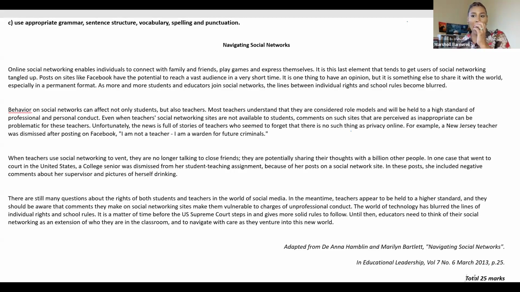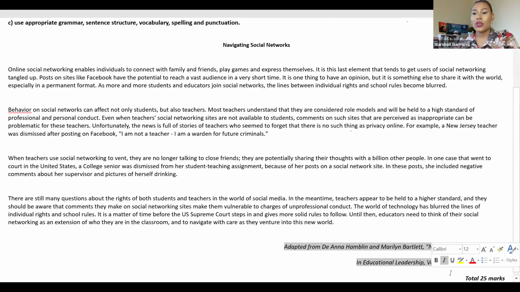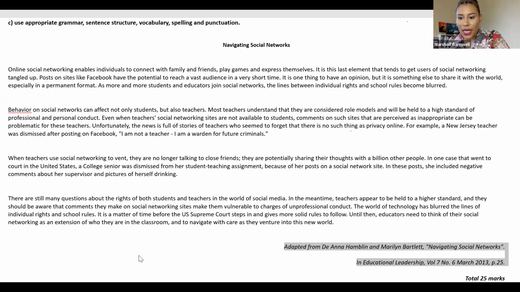And this is from the CSEC examination, I think it was 2019. Below here, I'll highlight it for you. This information is also very important. Please, when you are in the examination, be sure to look for this little section below with the italics. It has the title, adapted from Deanna Hamblin and Marilyn Bartlett, Navigating Social Networks, in Educational Leadership, Volume 7, Number 6, March 3rd, 2013, page 25.